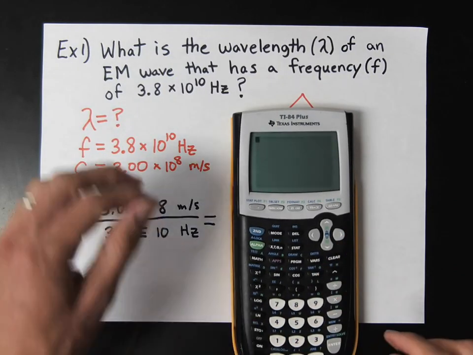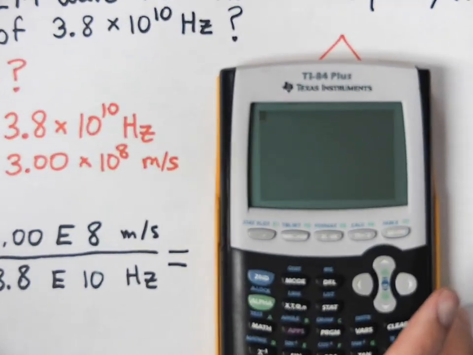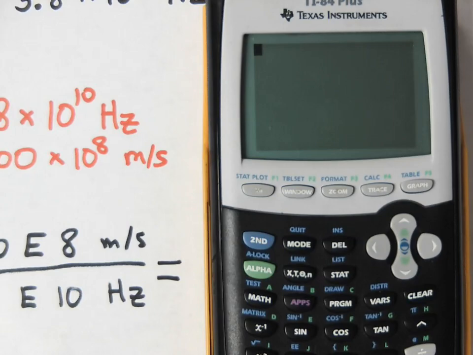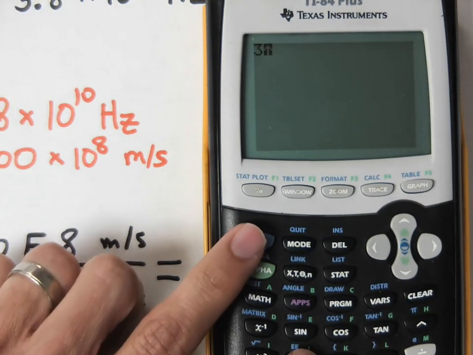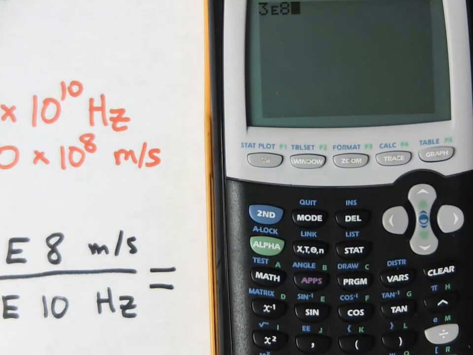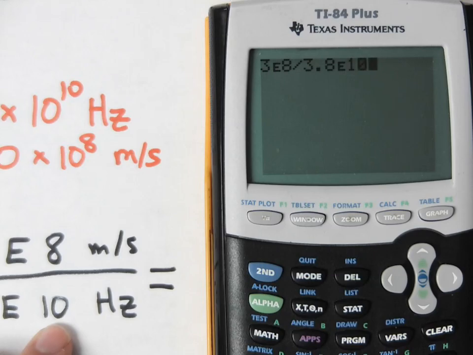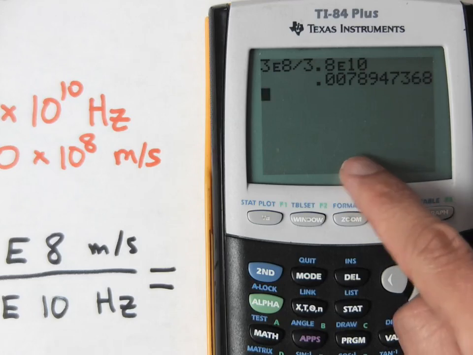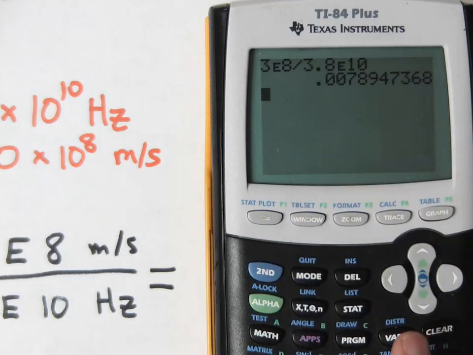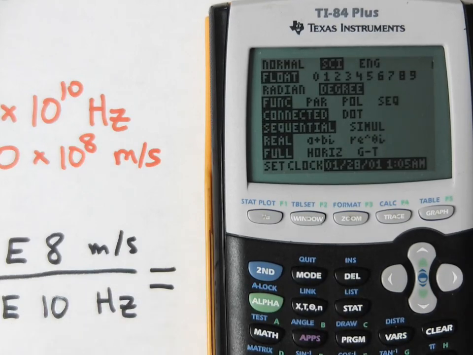Now, if you're using these TI-84s, it's going to be 3. You have to push second, comma, and then 8. Then the divide sign, 3.8, second comma, which gives you the exponent symbol, 10. Enter. It gives you this number. You can remember your scientific notation rules, or you can just click mode and change it to scientific notation.